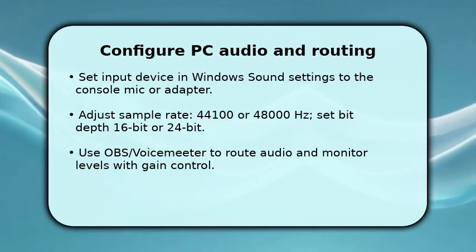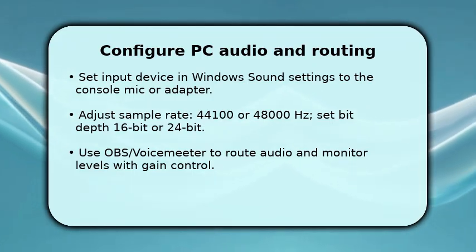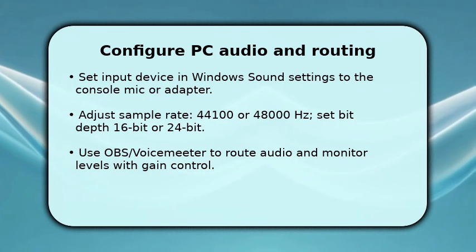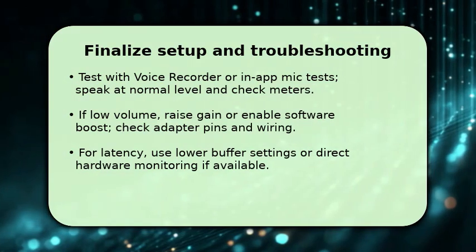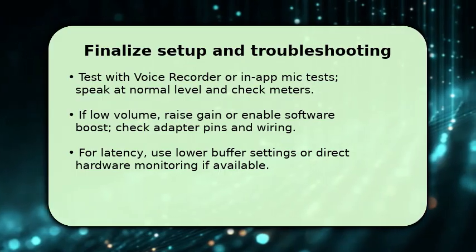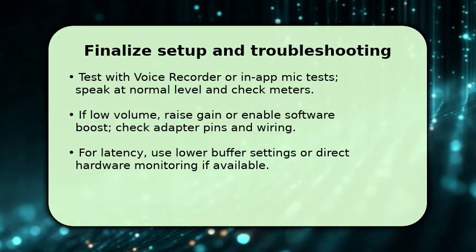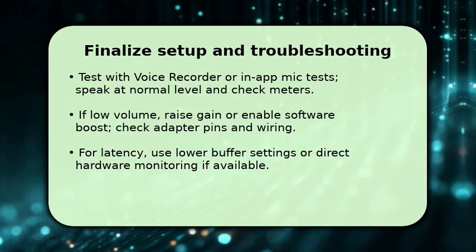Set gain, enable monitoring, and add noise suppression. Make sure levels peak below 0 dB. Finish by testing and locking settings so the mic is reliable. Open a voice recorder or your communication app and speak at a normal distance. Confirm clear, strong signal on meters.